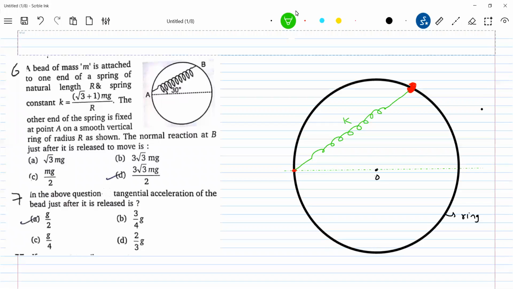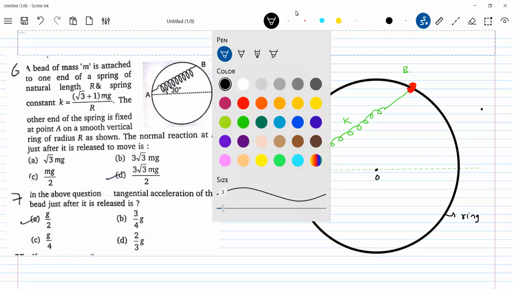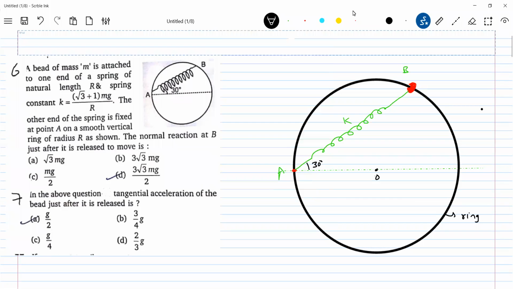What is the natural length of the spring? Natural length of the spring is equal to how much? R is telling that one. And the spring is making an angle of 30 degrees, so you write 30 degrees here. So what can this length be equal to? This AO should be equal to OB from the mathematics.